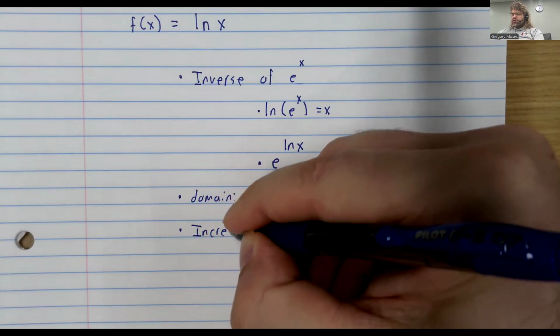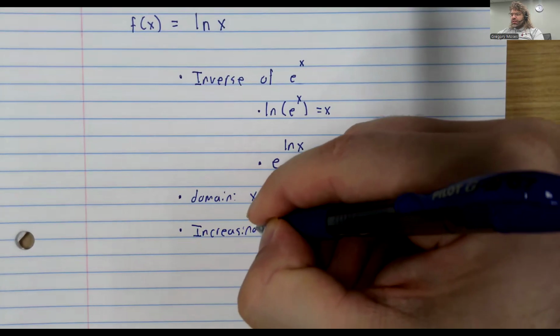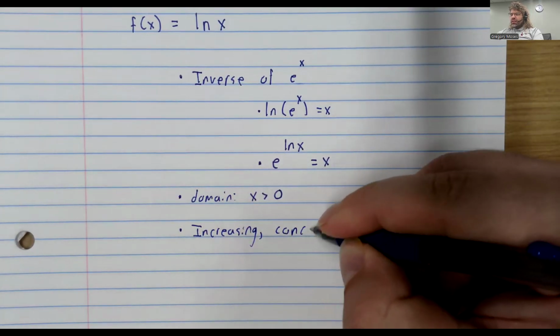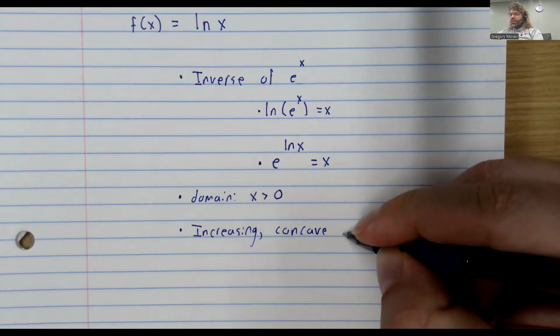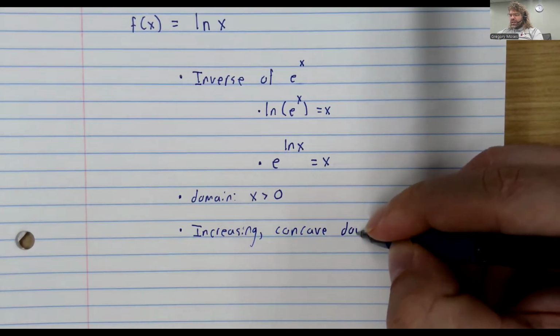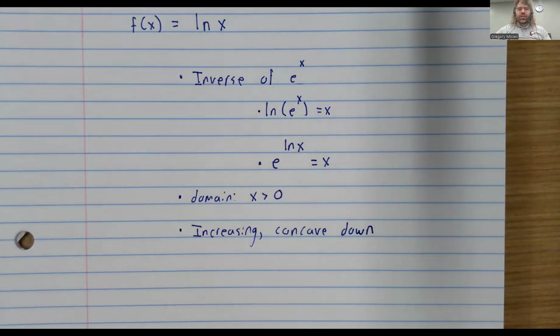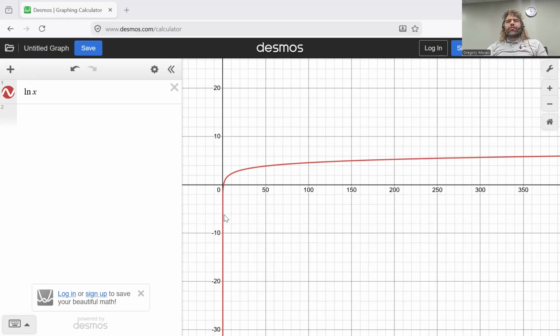It's increasing and it's concave down. And let's take a look now. Here is the graph. So it has a vertical asymptote at 0.